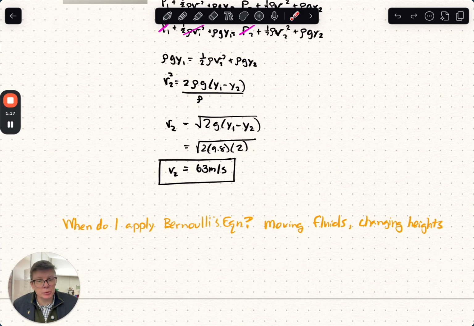I've got a little note here at the bottom of the page. When do I apply Bernoulli's equation? Look for problems about moving fluids that are changing heights.